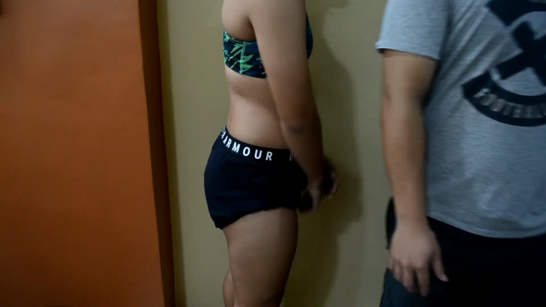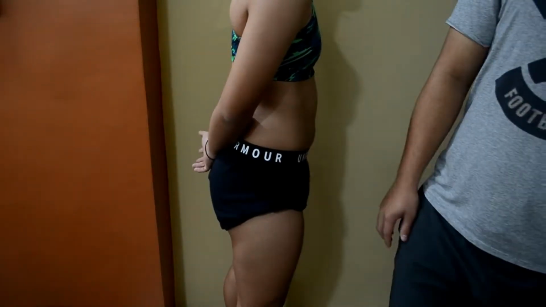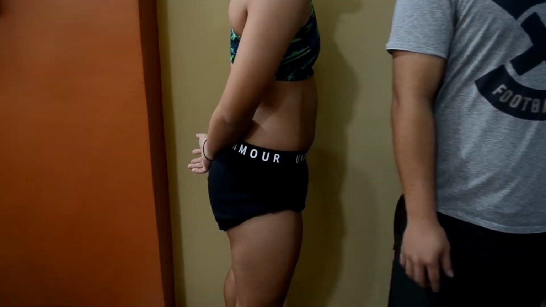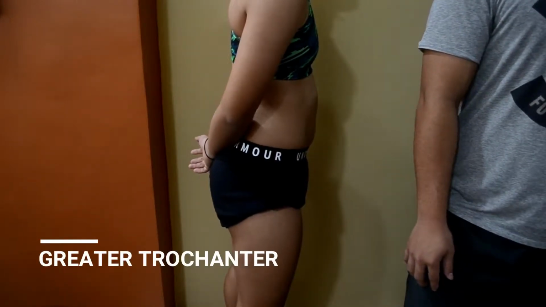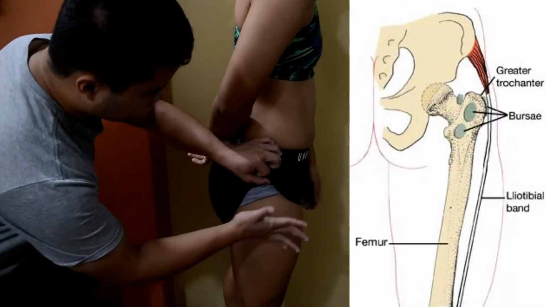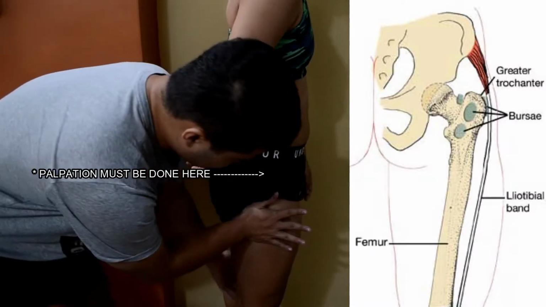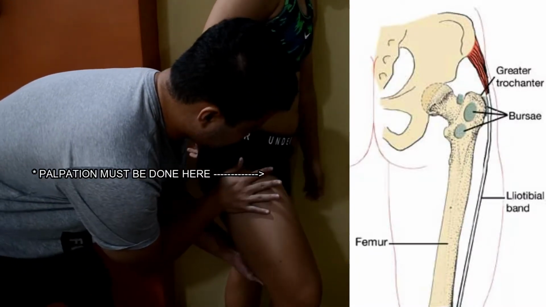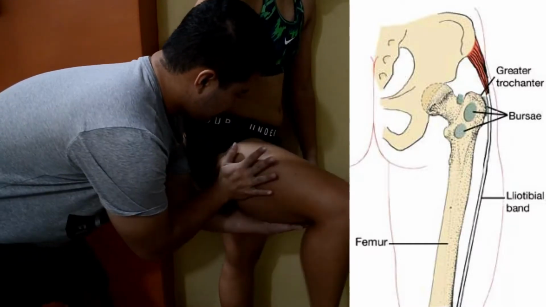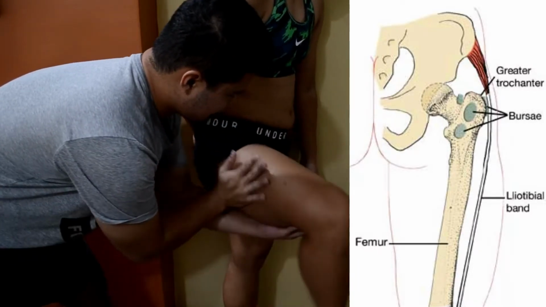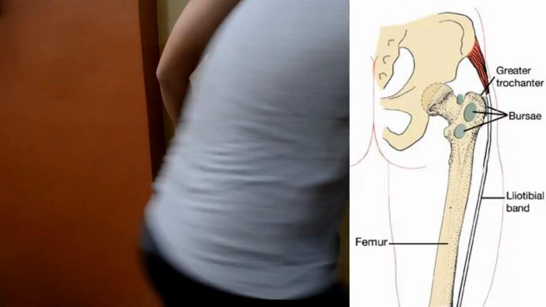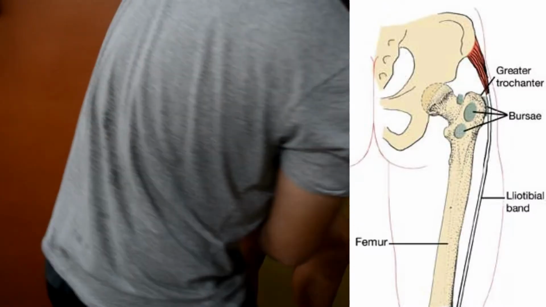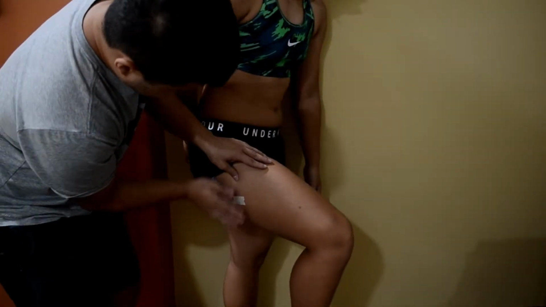The greater trochanter. The greater trochanter is a large projection on the proximal part of the femur that serves for muscle attachments, and this can be located by running the palm of your hand here and by making your model rotate their leg. So it will be located here.